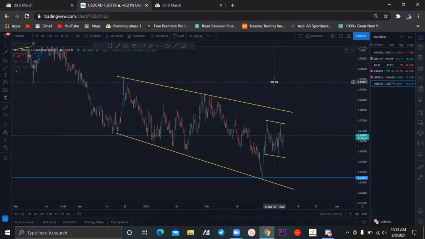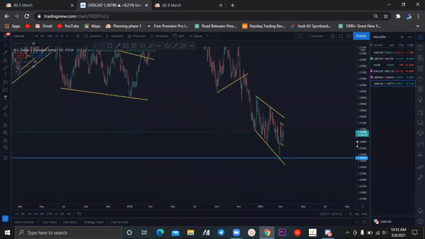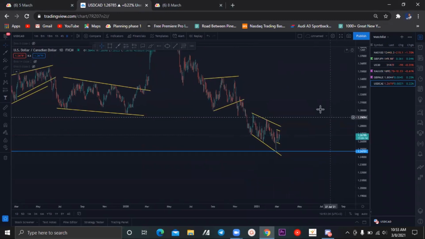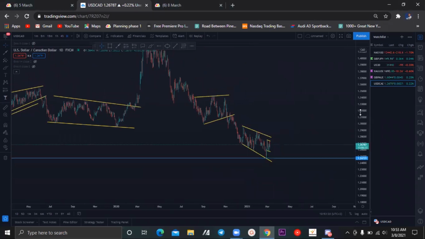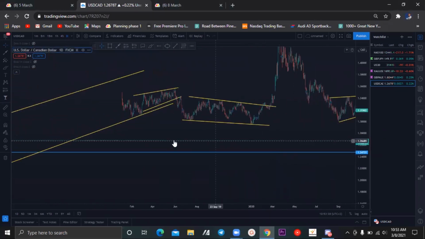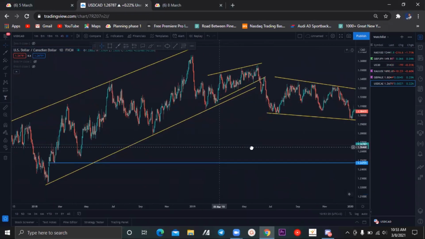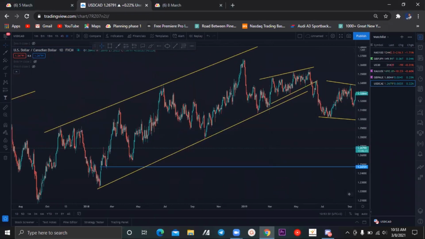So I'm going to be doing a market breakdown for Monday to see where the potential move is for the coming week on this pair that I'm looking at, USD CAD. As you can clearly see, guys, I'm just going to go a bit back so that I can show you this, so that you can have a clear view of what is happening here.